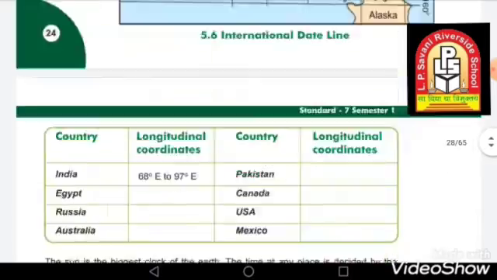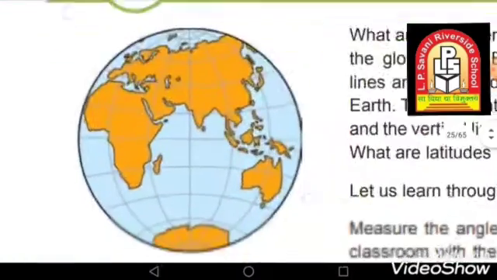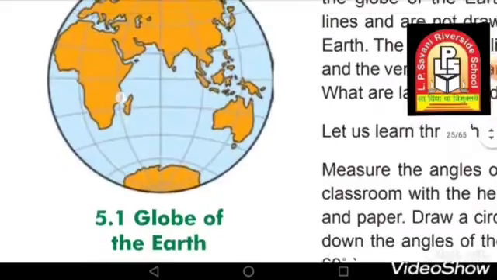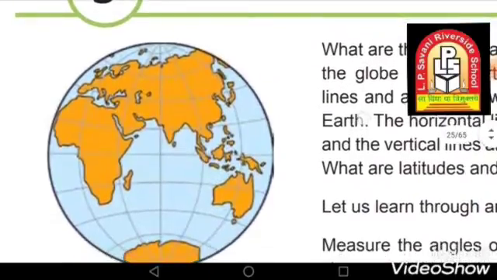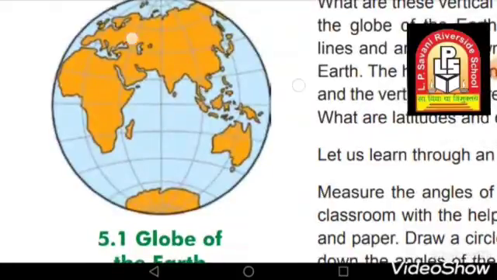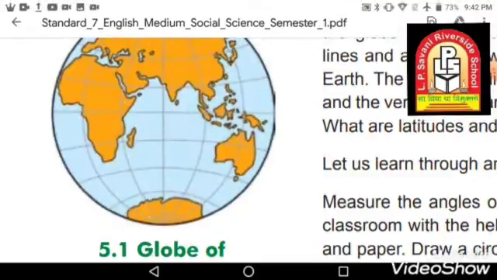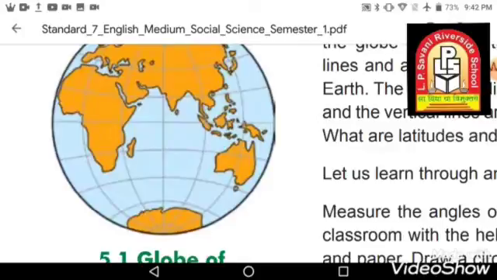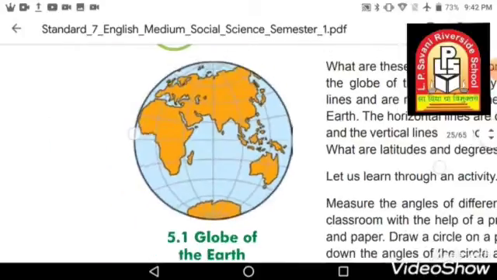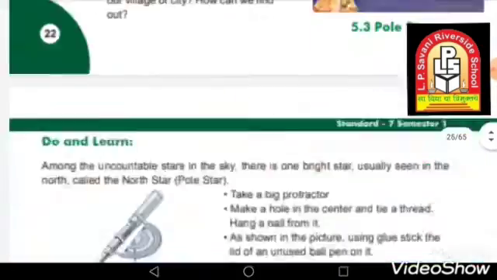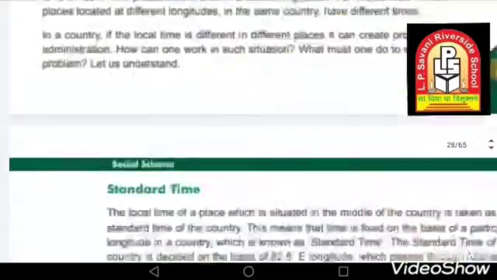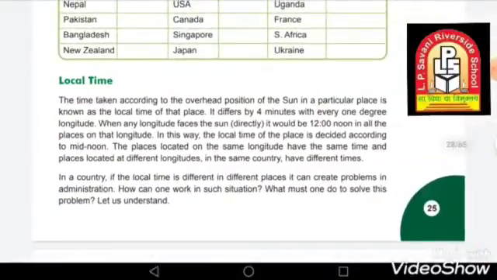So I will come back to this globe again. See, if my sun is facing this particular longitude, then all the places on that longitude, whether it is this, this, or this, will have the same time, right? This is what local time means. So places on the same longitude have the same time, and countries on the same longitude will have the same time.